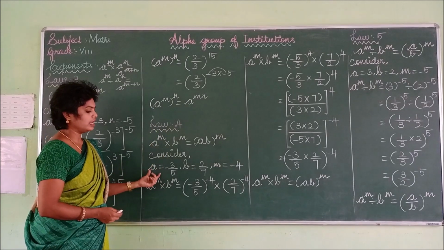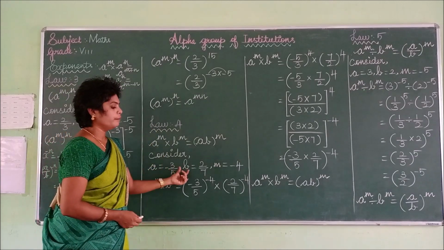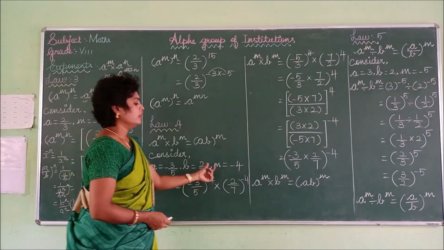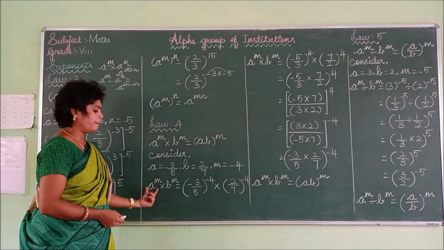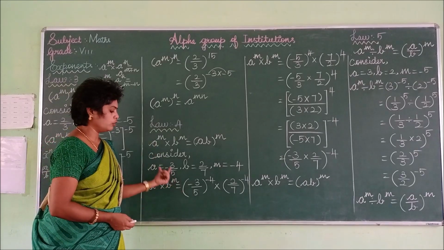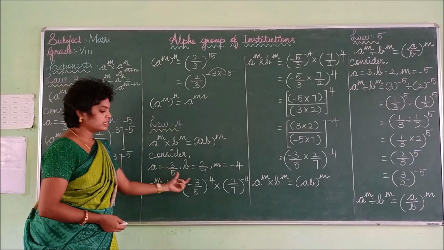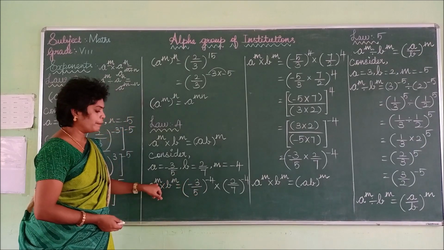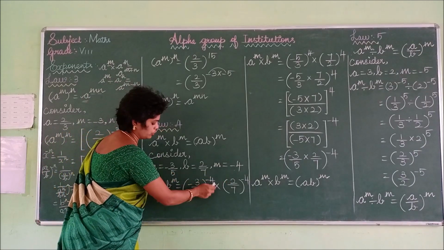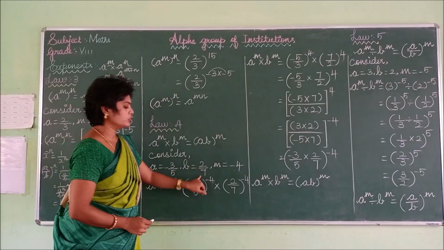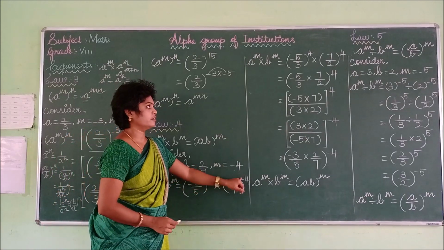Now I am taking a equal to -3 by 5, b which is equal to 2 by 7, m which is equal to -4. Now substitute in the left hand side. a^m into b^m, which is equal to, what is the value of a? a is -3 by 5. What is the power m? m is -4. You have to write that -4 into b value. The b value is (2/7)^-4.